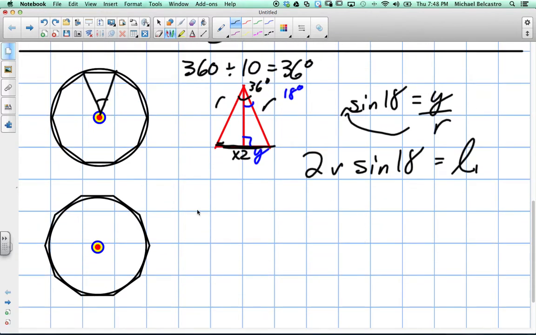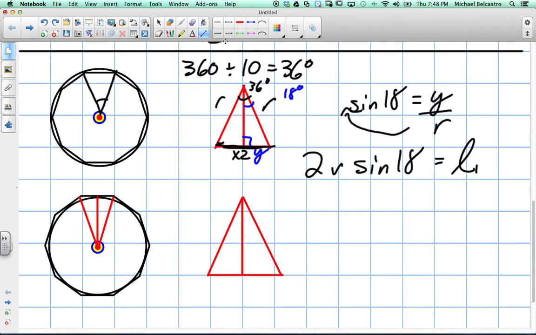Okay. Again, we'll go to the outside one. The outside one, we again have to make our triangle, and this time the radius happens to be in the middle, so we redraw our isosceles triangle. The height of the triangle will be the radius. Okay.